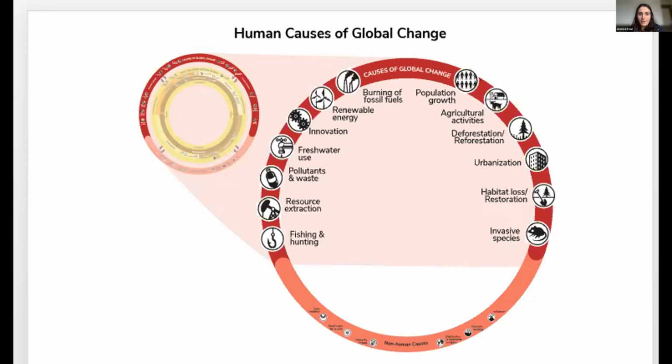So here we are, we have to turn our attention to these human causes of change. So burning of fossil fuels, agricultural activities, deforestation, and other things. Again, we think about global change broadly, not just climate change.